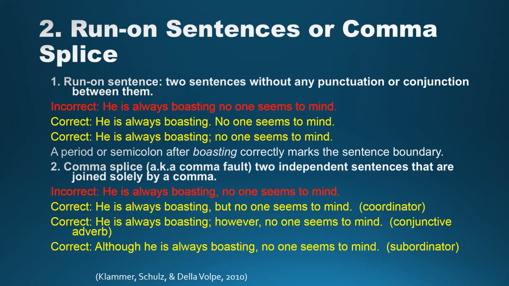A third and more complicated way to correct this sentence is by using a subordinator. "Although he is always boasting, no one seems to mind." As we can see, we have many options to prevent using run-on sentences. So the student has many ways to prevent this grammatical error.